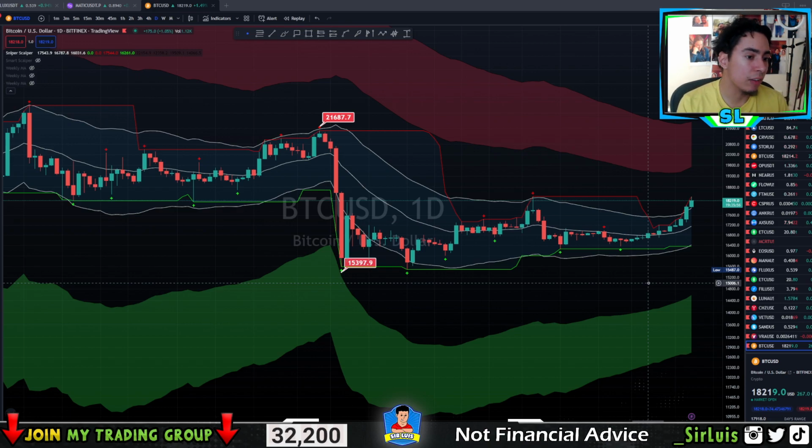Usually indicators will have 1, maybe 2 elements, but this one has 4. And the best part is that if you have the free version of TradingView and you get this indicator, for one indicator you're going to get basically 4 elements. And as you know, in the free version you can only have 3 indicators.